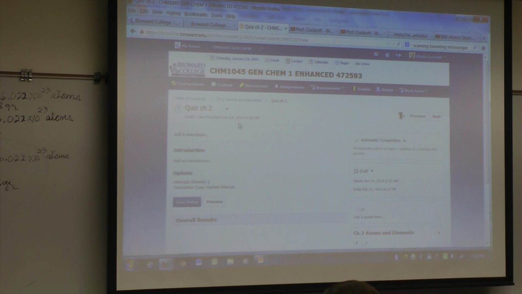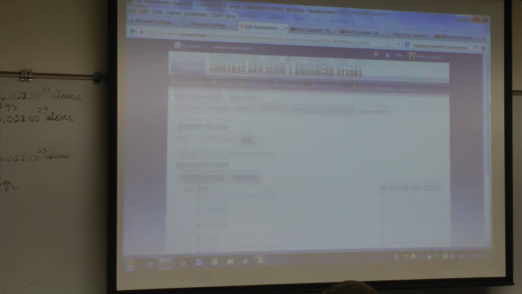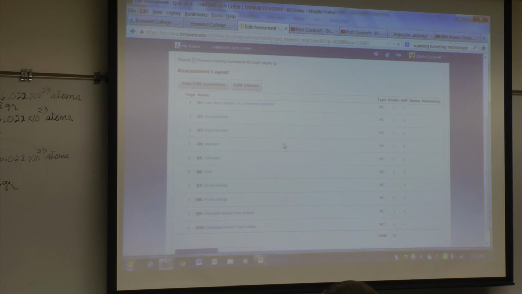There are 10 questions, and the first question has to do with, I think, the conservation of mass, so you may want to know what the 3 laws are: the law of conservation of mass, definite proportions, and so on. And what are the different types of subatomic particles, how to recognize an element, what's an isotope, what's an ion, what would be the charge of an aluminum ion.